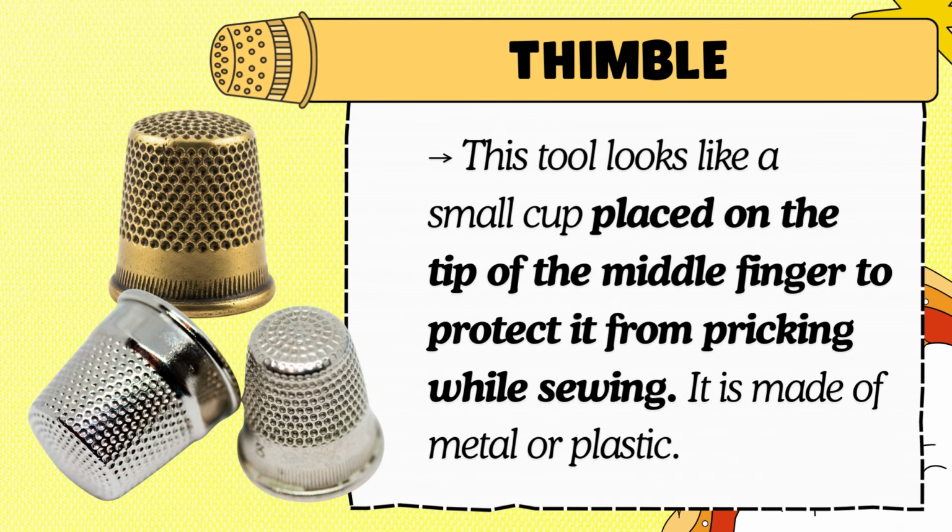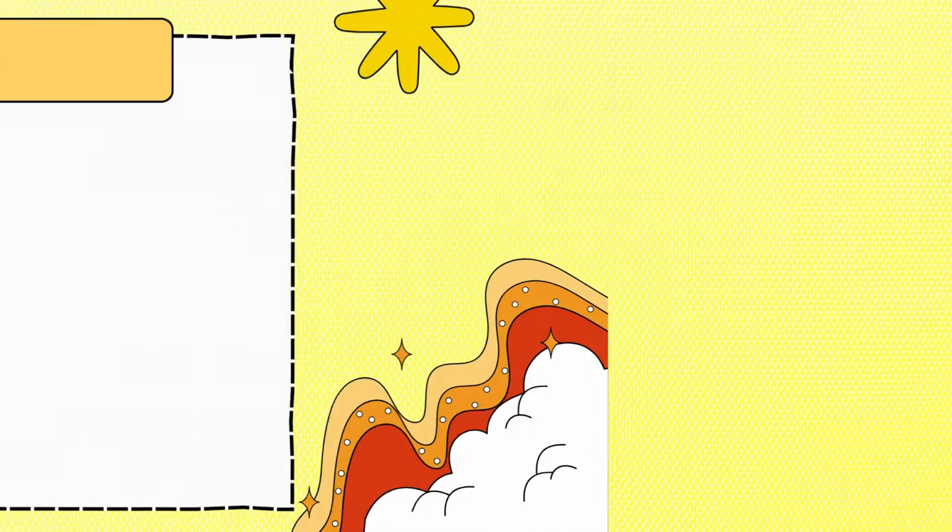21. Thimble. This tool looks like a small cup placed on the tip of the middle finger to protect it from pricking while sewing. It is made of metal or plastic. This small tool is worn on your finger to protect it when pushing the needle through thick fabric. It helps prevent your finger from getting hurt and makes sewing safer and more comfortable.